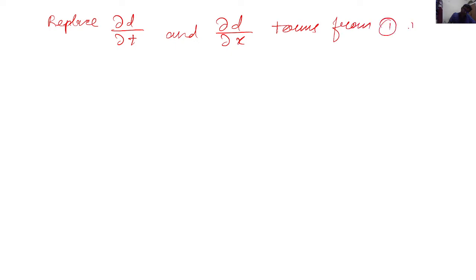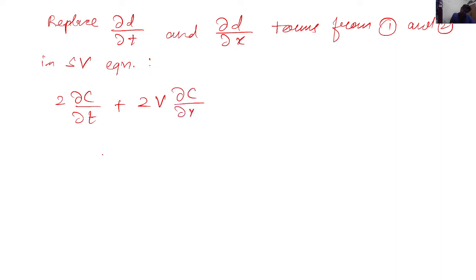So the first thing is to replace del d by del t and del d by del x terms from equations 1 and 2 in the Saint-Venant's equation. So we get 2 del c by del t plus 2v del c by del x plus c del v by del x equal to 0. Let us term it as equation number 3. In case you are getting bored, please hold on, because in a few moments from now we will arrive at a very simple expression.